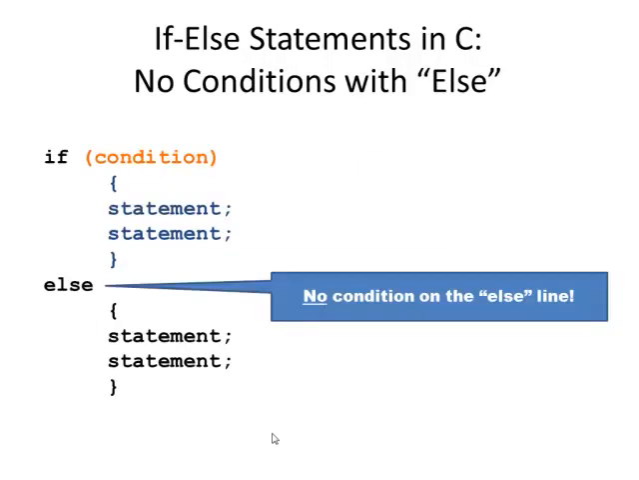Notice that there are no conditions on the line that says else. It really doesn't make any sense to put a condition there. The condition that gets you here is that the if condition was false. So you never put a condition on the else statement. You can put a comment here saying, this is why I got here, but you never put a condition in parentheses on an else line.